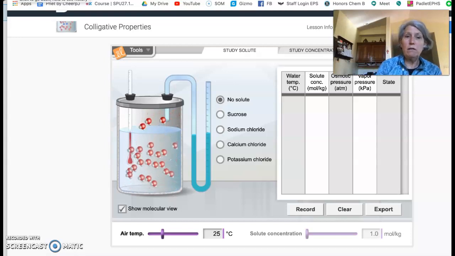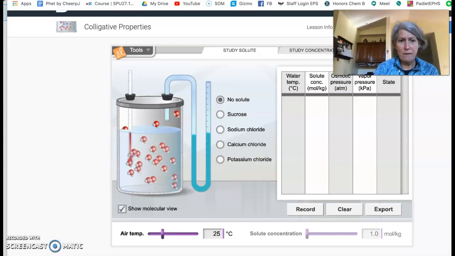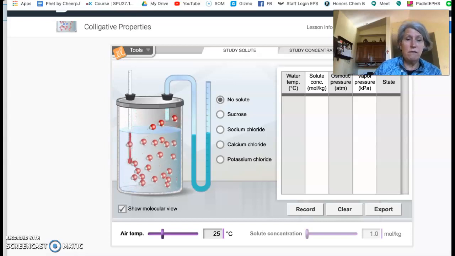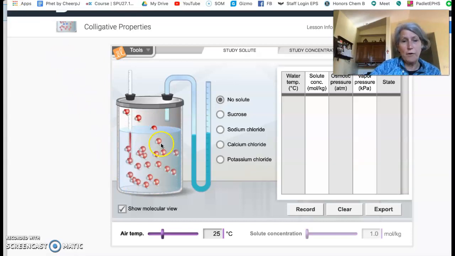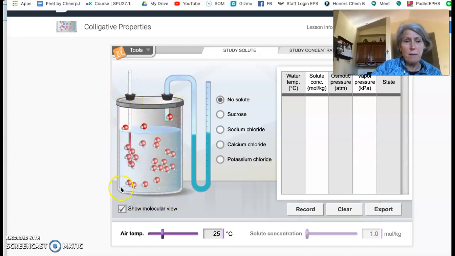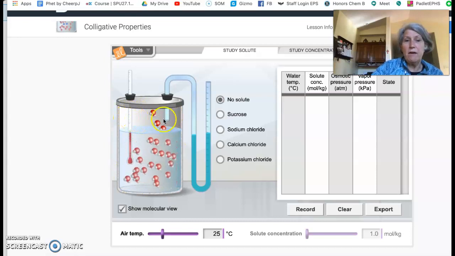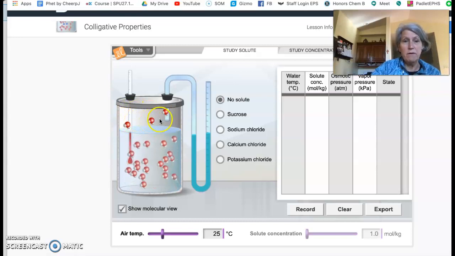Just want to do a video about colligative properties and vapor pressure. This is a Gizmo called Colligative Properties that has a pretty sweet animation that shows a container of water. It's a sealed container that has a thermometer in it, some liquid water, and some air that also has gaseous water, which we call water vapor, above the surface of the liquid water.